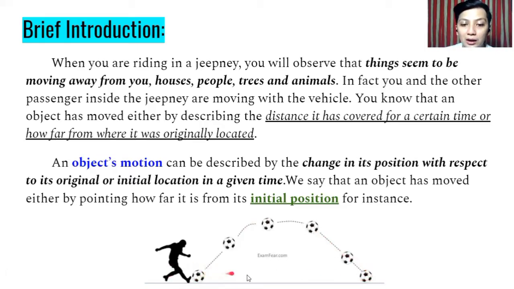So the total traveled or covered length is the distance. Okay, itong part na to, this is the point of reference or this is the initial position, and then where it stops is its final position or final location. Kumbaga, ito yung starting point o yung start ng line, then ito yung finish line or yung finish point. Okay? So that's how we describe object that is moving.